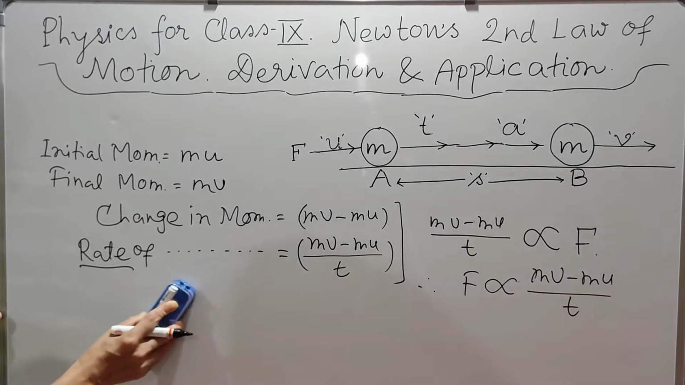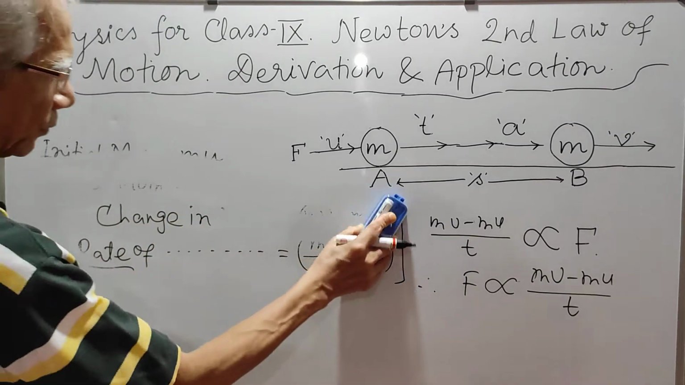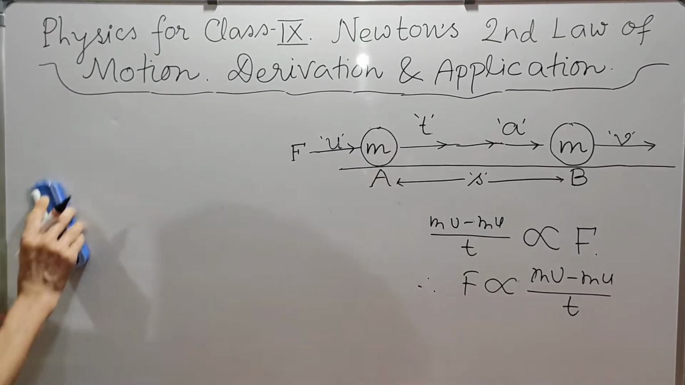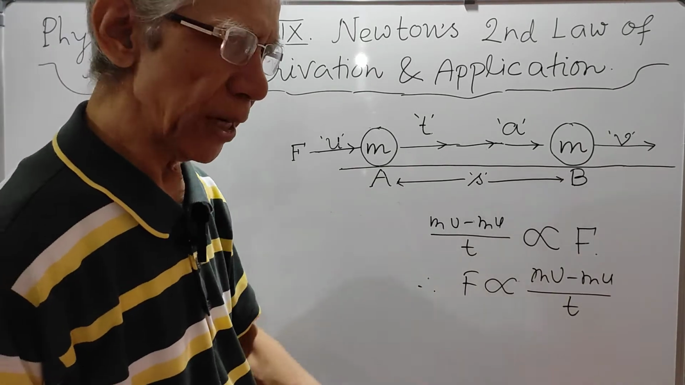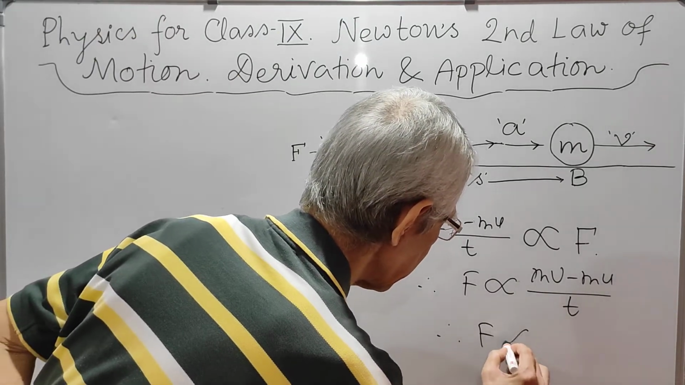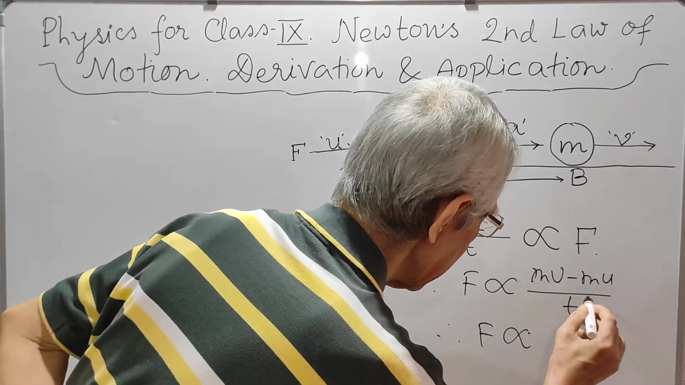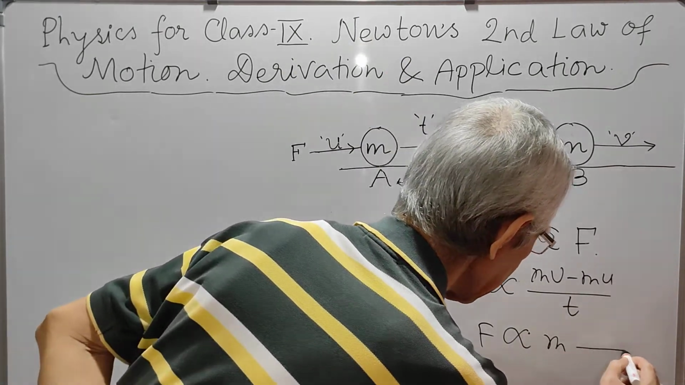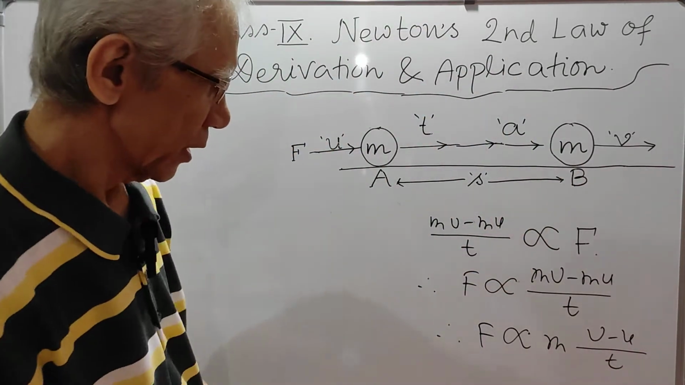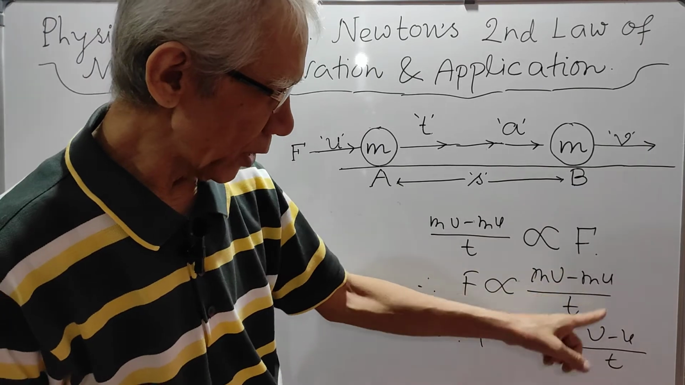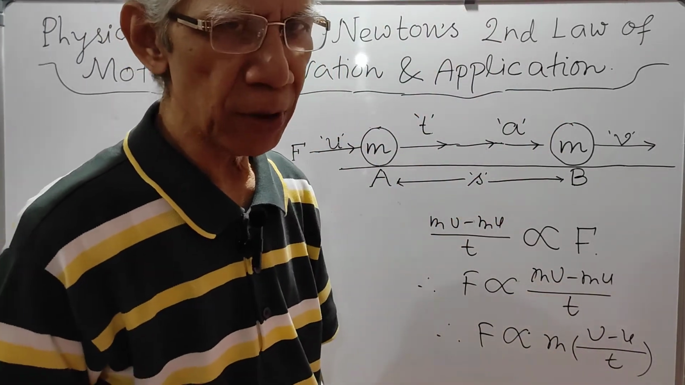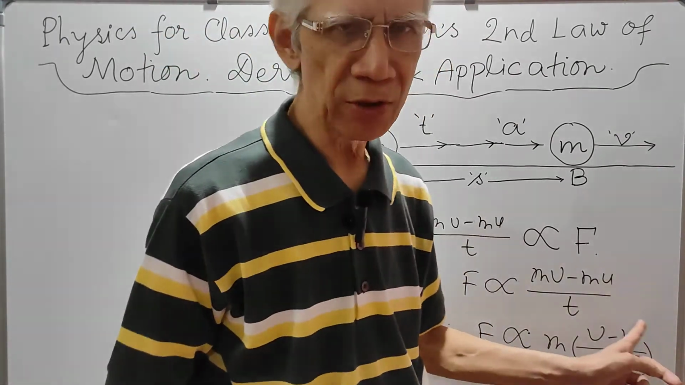Okay, now we have F is proportional to (mv minus mu) by t. So F is proportional to, now here we can take m common. If you take m common, what will be the other part? (v minus u) by t, isn't it? Now (v minus u) by t is what? The acceleration of the body. What is the acceleration formula? (v minus u) by t, isn't it?